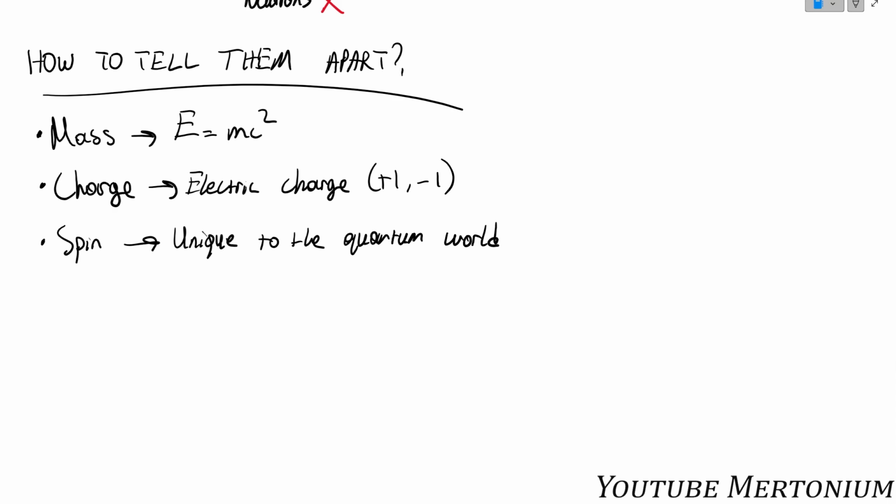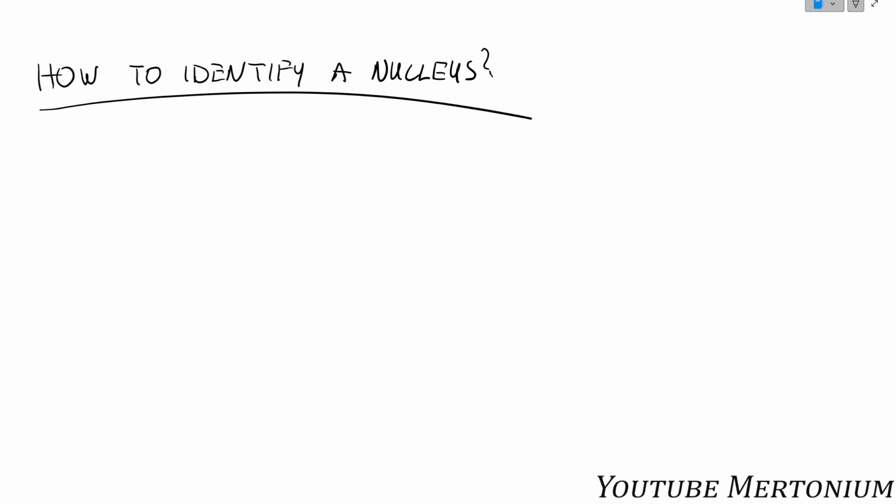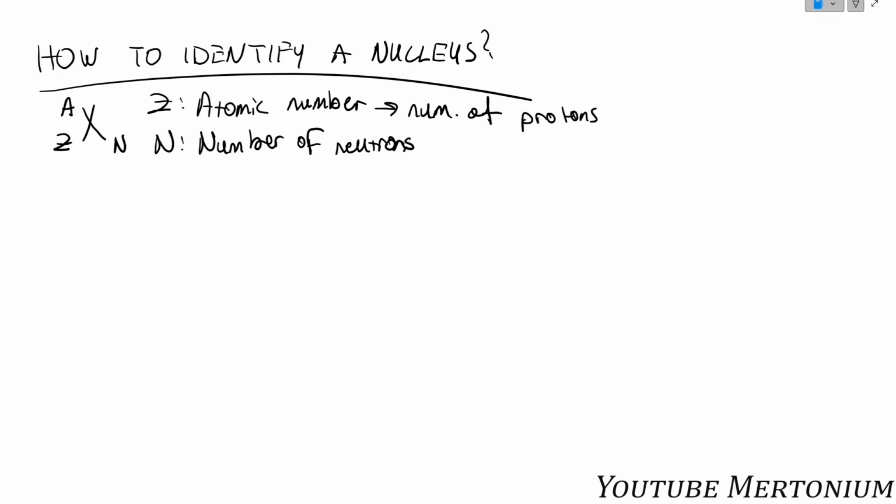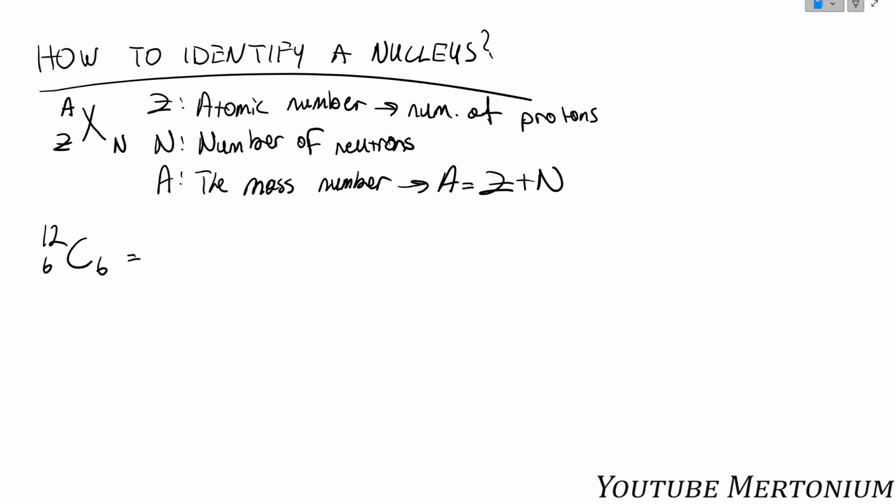So to sum up, nuclear physics is about understanding the heart of matter, how it works, how it changes, and how it powers the universe. Every nucleus is defined by 3 numbers. The atomic number Z is the number of protons. This tells you what element you have. The neutron number N is how many neutrons it contains. And the mass number A is the total number of protons plus neutrons. So A just equals Z plus N. For example, if we have carbon-12, which has 6 protons and 6 neutrons, Z would be 6, N would be 6, and A would equal 12.